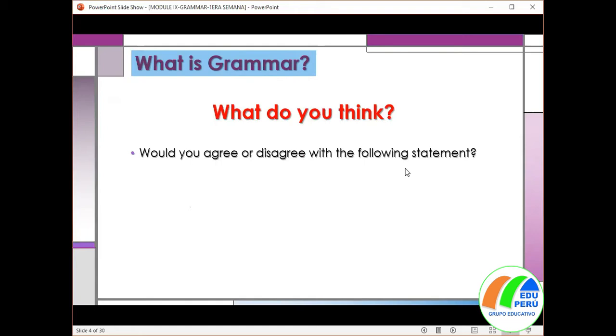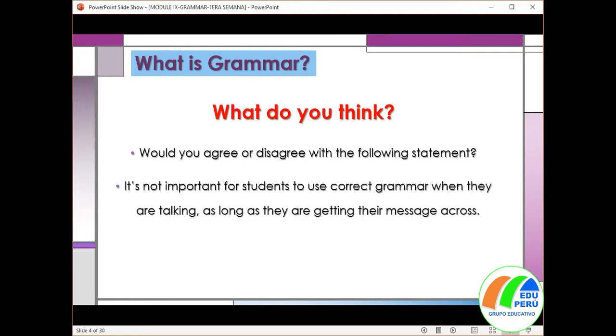So now I'm going to ask you some questions related to grammar. You have to tell me your ideas. What do you think? Would you agree or disagree with the following statement? For example, notice this statement, and you have to tell me whether you agree or disagree with it.